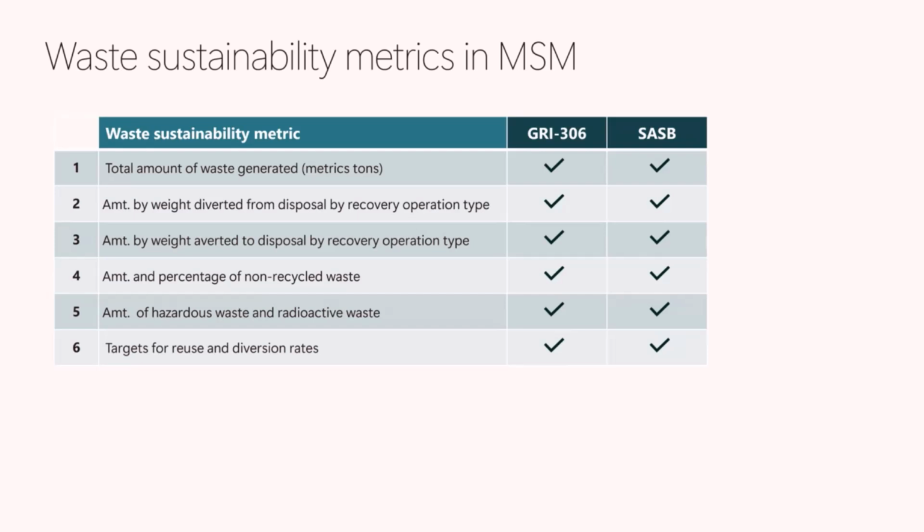It could be by different recovery operation types, and also the amount of waste that is diverted to disposal by a recovery type. You have the amount and percentage of total waste that is not being recycled and that is being disposed of. And also you have the amount of hazardous waste and radioactive waste that is being disposed. And finally, you can also monitor the total targets that have been set for reusing and diversion.